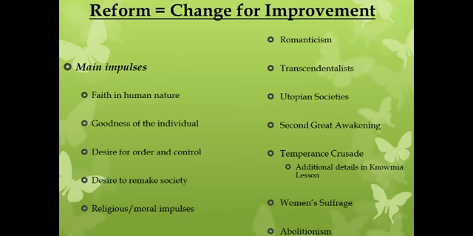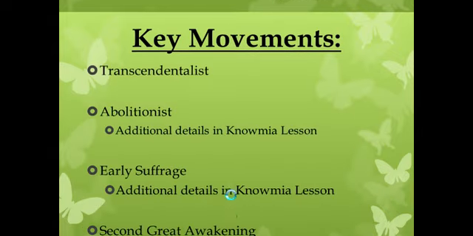So a couple of key ideas we're going to focus on. We're going to talk about Romanticism. We're going to talk about the Transcendentalists. I'm not going to spend much time on utopian societies, but anybody viewing this who might be in 11th grade, this is something you're going to want to focus on. We're going to talk about the Second Great Awakening, the Temperance Crusade, very briefly because there's going to be additional details about this in my Know Me lesson, women's suffrage, and abolitionism. So these are the things we're going to talk about.